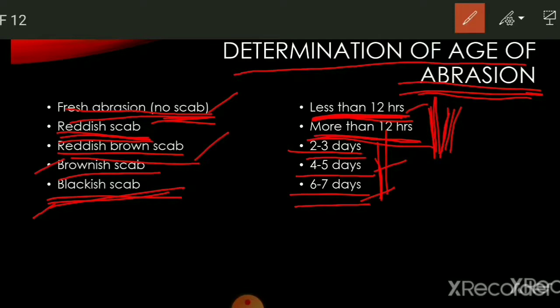If it is less than 12 hours, it is a fresh abrasion with no scab. If it is more than 12 hours, then it is a reddish scab, and the rest will follow: reddish brown 2 to 3 days, brownish scab 4 to 5 days, and blackish scab 6 to 7 days. Abrasion will usually heal after 7 to 10 days, after about 1 week.